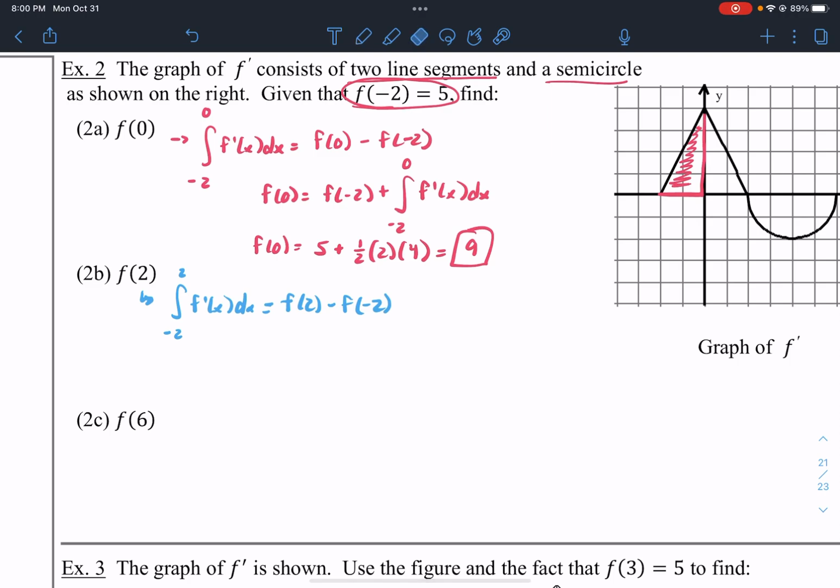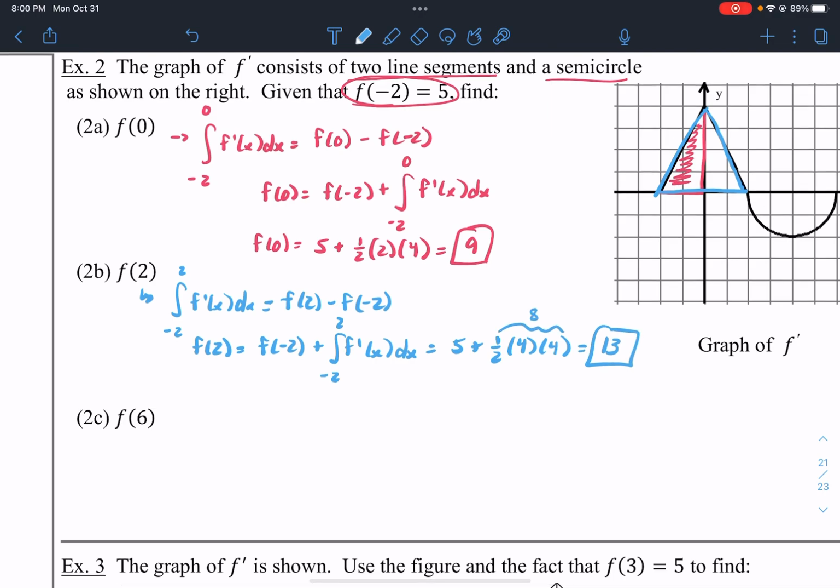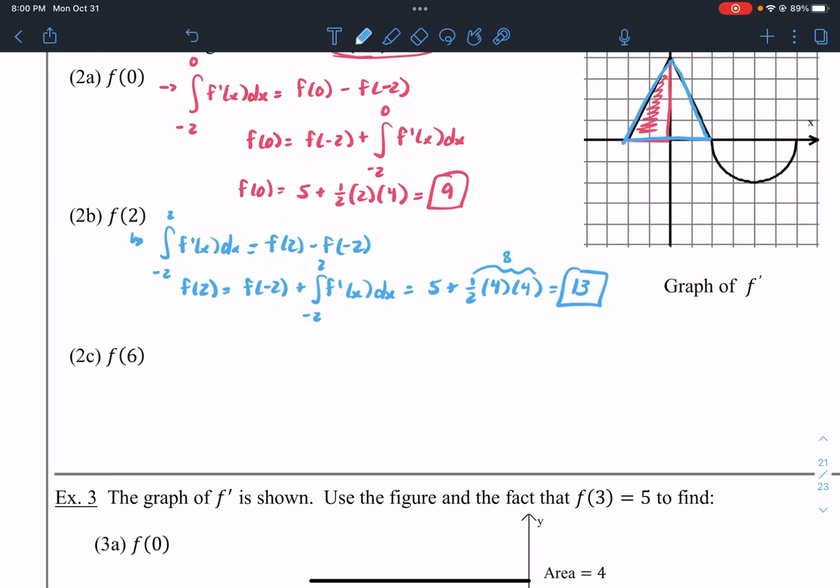Nope, I don't want the equal sign there. So now I'm going to rewrite it as f of 2 equals, moving that f of -2 over, f of -2 plus, and then I'm going to find some area here. The area from -2 to 2 is this whole triangle. So I'm still going to do 1/2 base times height, but my base is now 4. So that becomes 5 plus 8, which is 13. So this is applications of the fundamental theorem.